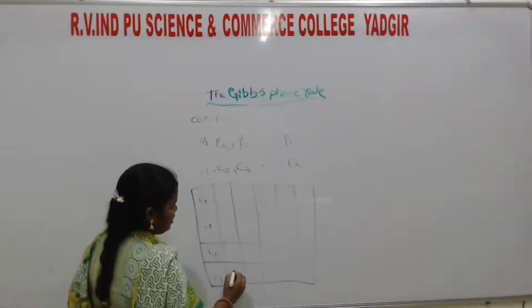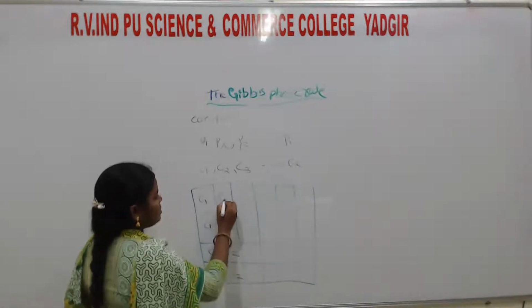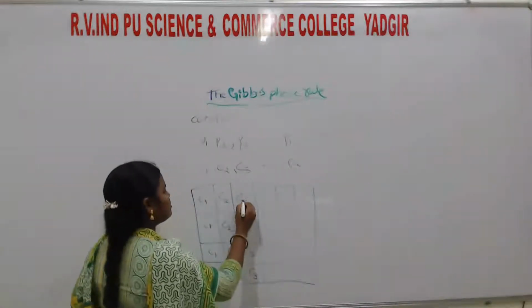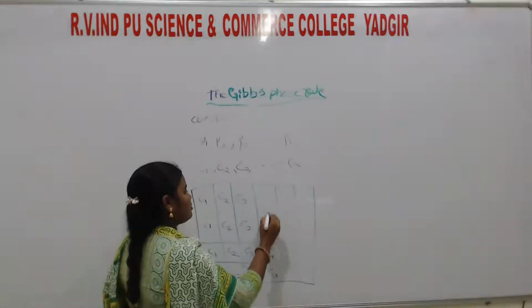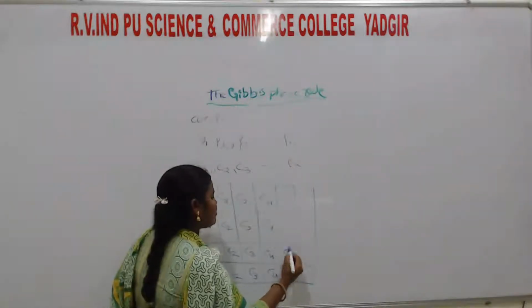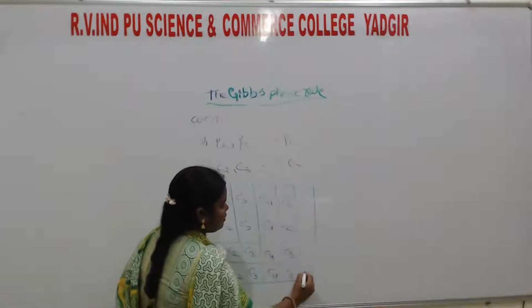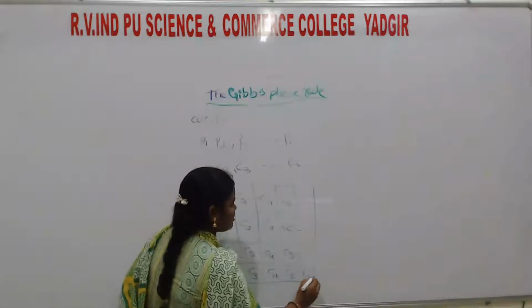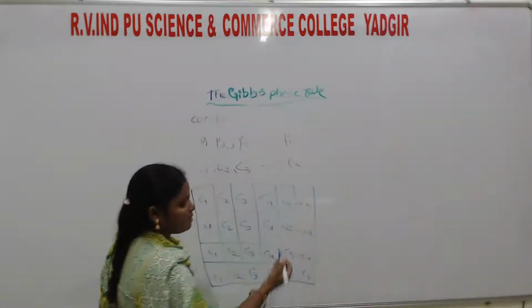Here C1, C2, C3, C4, C5 are the components, etc., up to Cx.